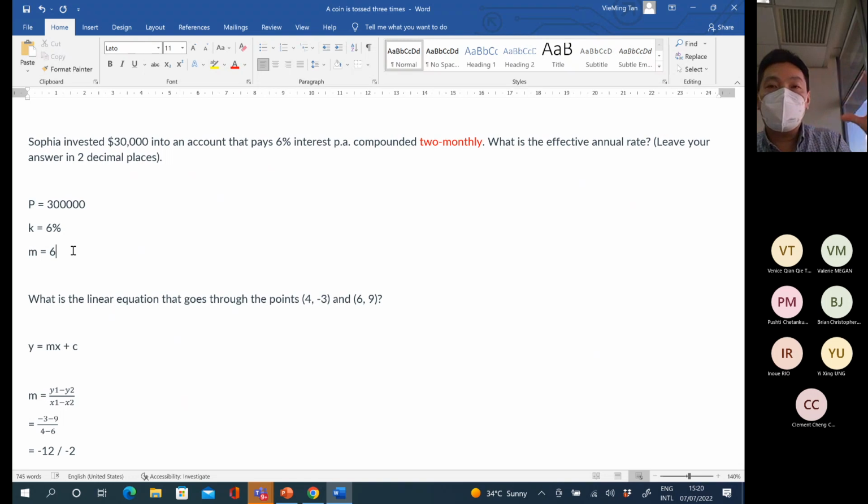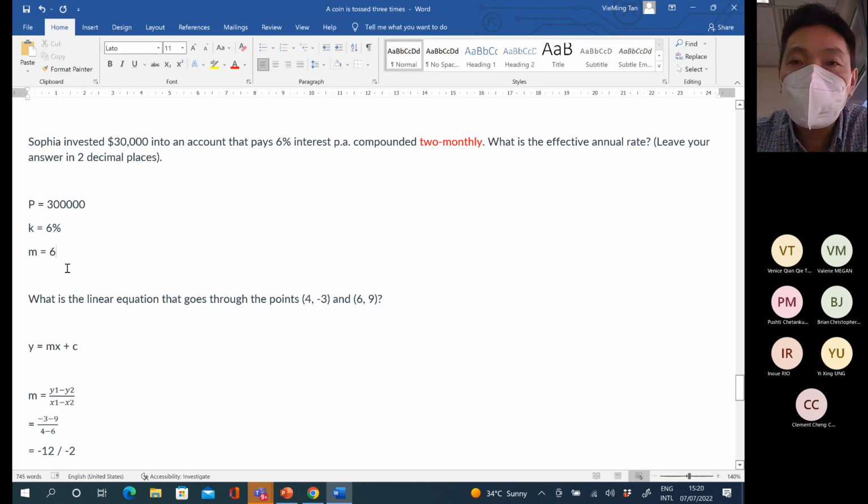times of 2 months in a year? The first 2 months can be February, followed by April, June, August, October, December. So in 1 year there are 6 two-monthly periods. So M is equal to 6. For this question, you have to use M equal to 6. So this is the tricky part. Others should be okay.